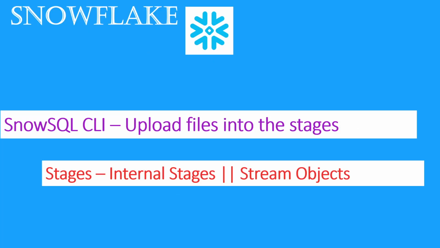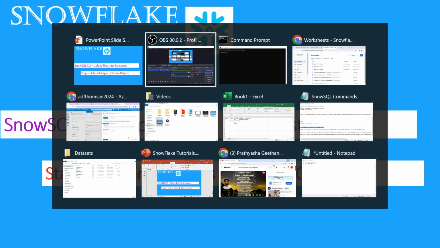So today we are going to cover what is SnowSQL CLI and how we can upload files into our staging area using SnowSQL CLI. And we will also understand what are different stages available or referenced within Snowflake. And also in the later part we will understand what is stream and stream objects, okay, and what is the benefit of the stream objects. So with that, let's begin by opening the command prompt from our Windows machine.